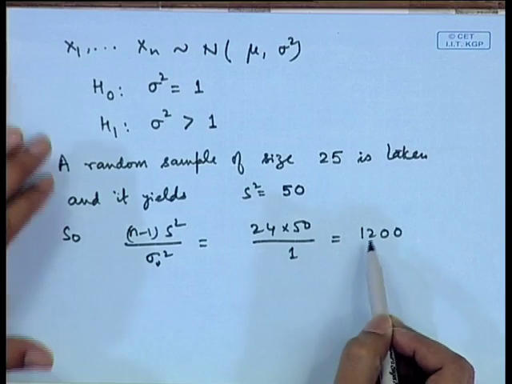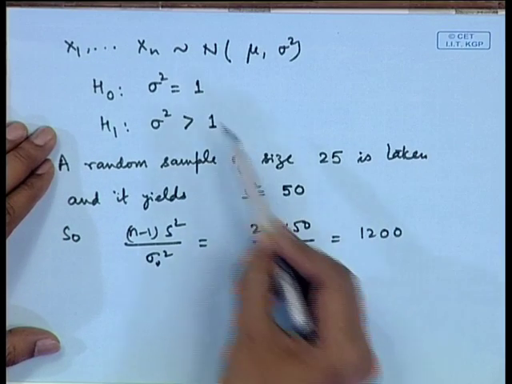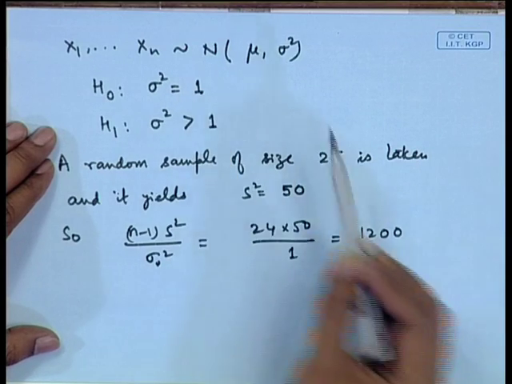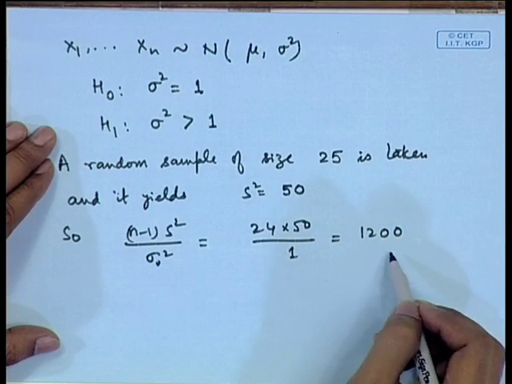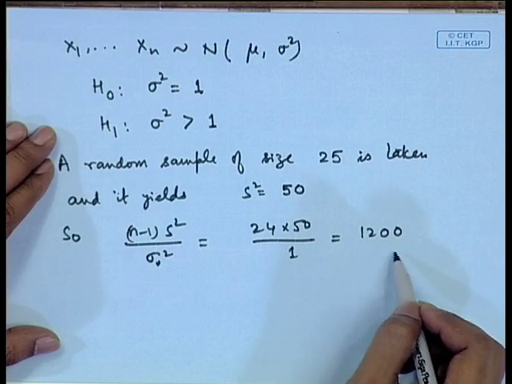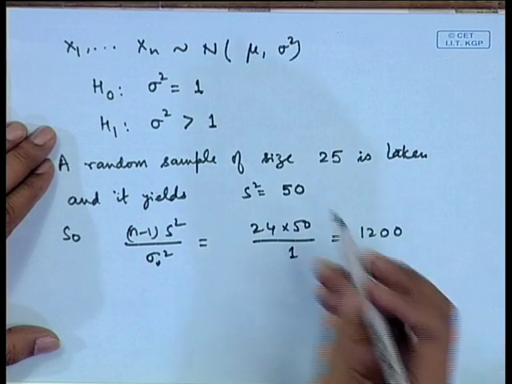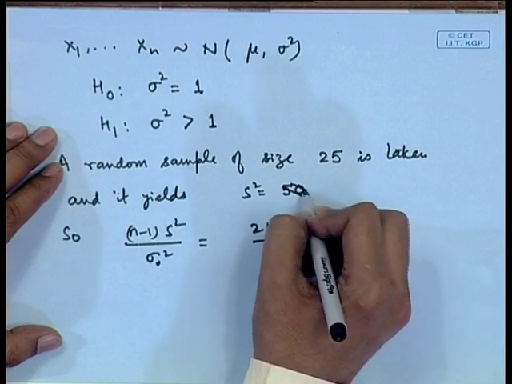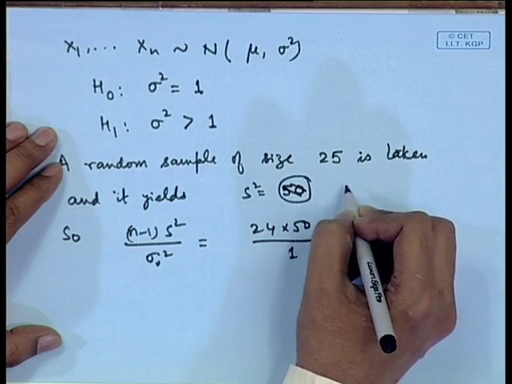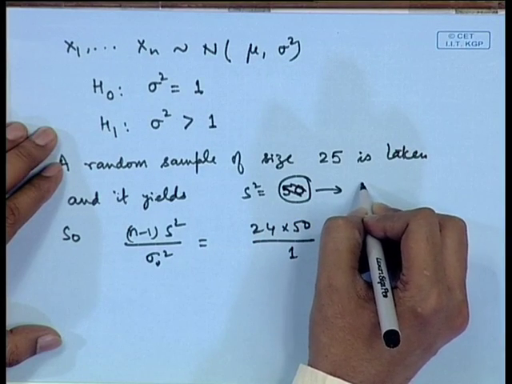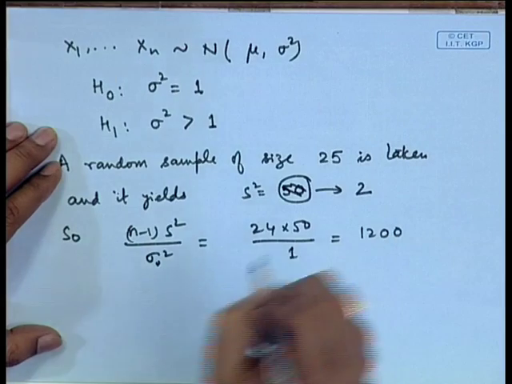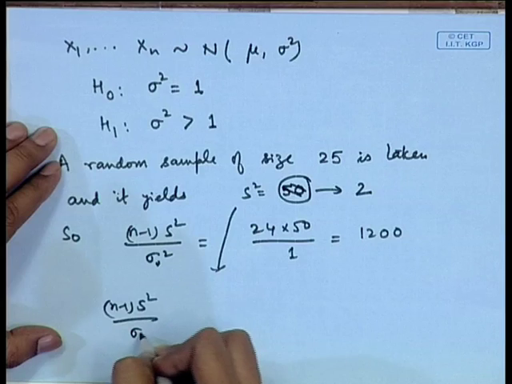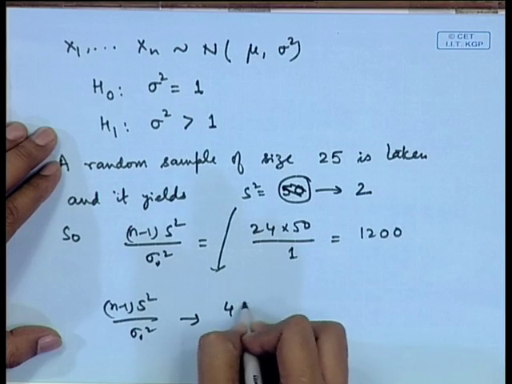You can easily see that this value is extremely large, because s square is actually used as an estimate of sigma square, and this value 50 is much bigger than 1. Therefore, at any level of significance which is practical, the value of chi square will always be much smaller than 1200. On the other hand, suppose I am considering the sample which gives s square equal to, in place of 50, say something like 2, then there is a change here, because then the value of n minus 1 s square by sigma naught square in that case will become simply equal to 48.